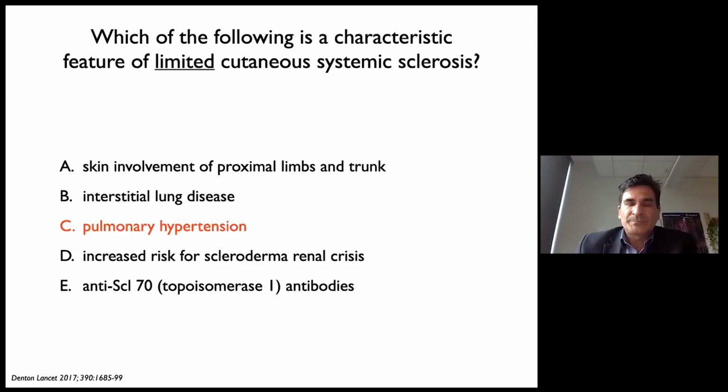So clearly, A is incorrect because skin involvement of the proximal limbs and trunk is a feature of diffuse cutaneous systemic sclerosis. But also the options B, D, and E are features of diffuse disease, whereas only C, pulmonary hypertension, is a characteristic of limited cutaneous systemic sclerosis.